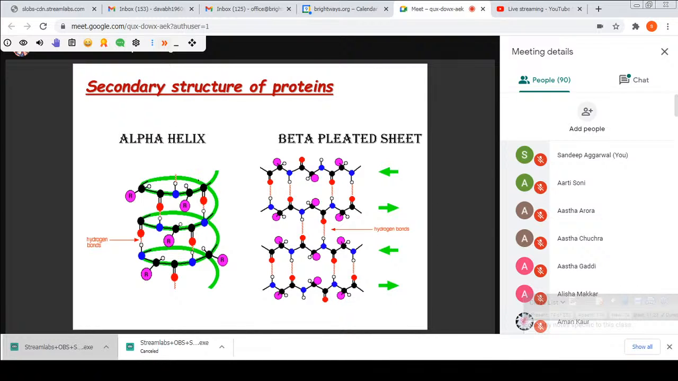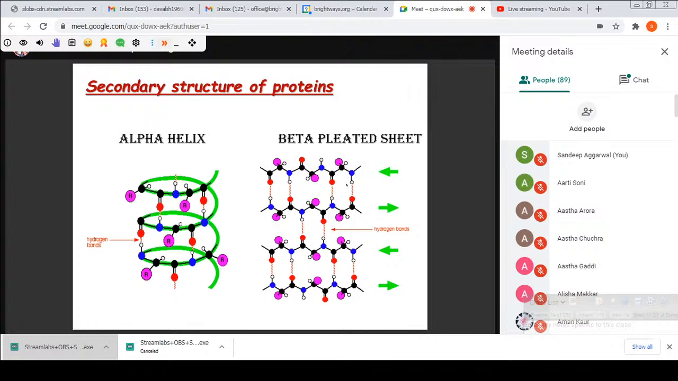For example, you must have read it can take an alpha helix shape, which is like a round staircase going on through one axis, through the middle axis. And then there can be a beta pleated sheet, that is one sheet after another and then after another. So you can get these types of structures. Of course, apart from these structures, you can get some other structures also, but these types of combinations or assemblies are very important for a protein to show its real nature.